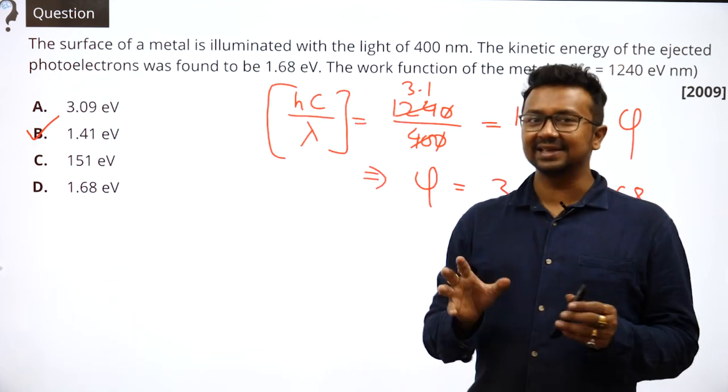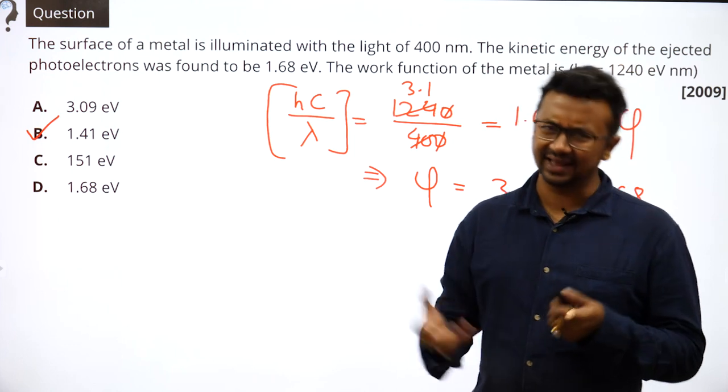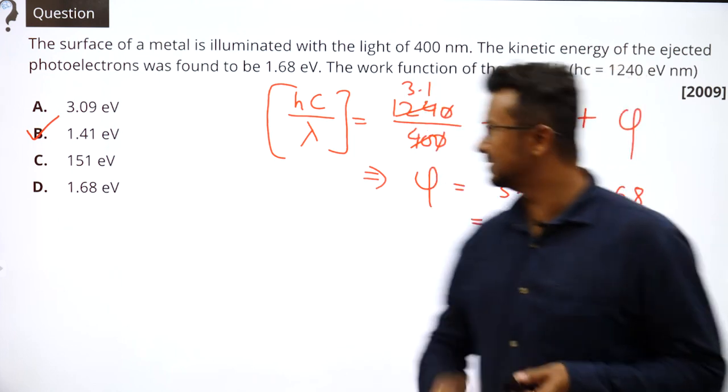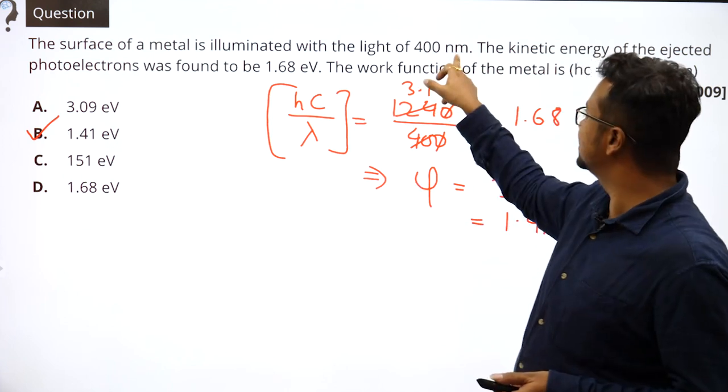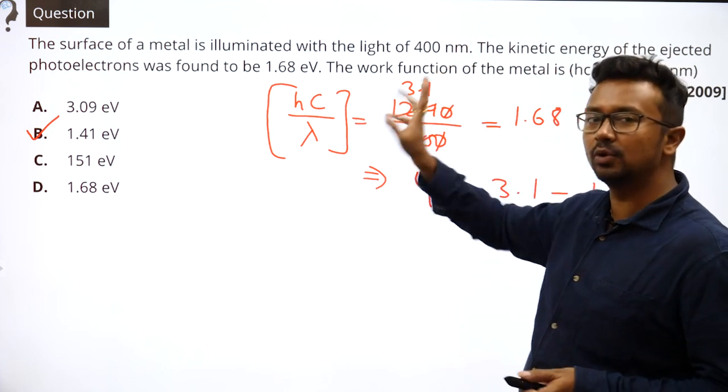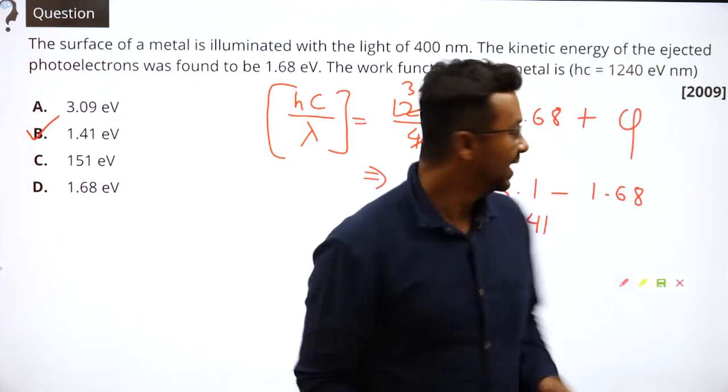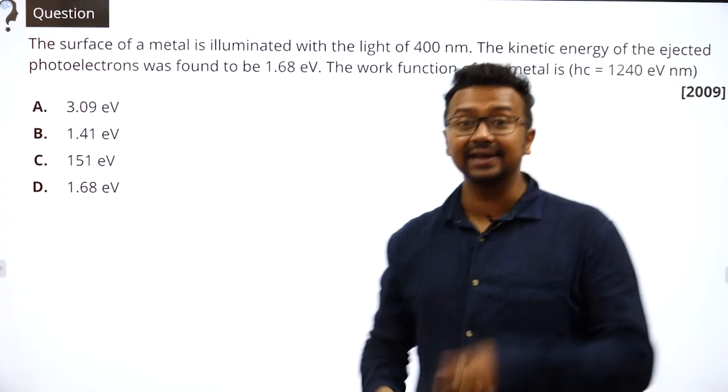All right, as such, there is not much to analyze or think about here. Just directly remember that hc value should be 1240. It totally depends on the wavelength: in nanometers it is 1240, and if it is in angstroms, it will be 12400. All right, that's it. Chalo guys, let's have a look at the next problem.